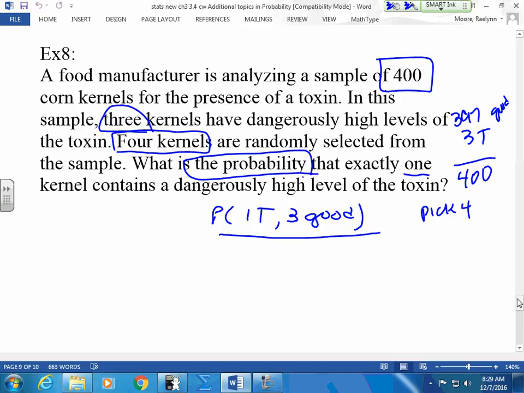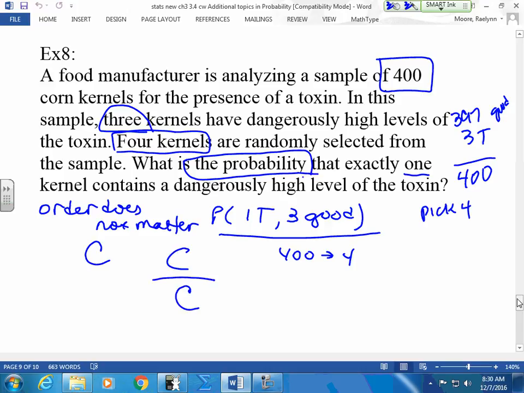So how many kernels am I picking from? 400. Does it matter what order I pick these things in? So these are combinations. I'm going to pick from my 400, I want to pick 4 kernels. This is a good way to start. Lay out all the parts that you have. We've decided that order does not matter. These are the steps I would go through. So therefore, I'm using a combination. And because it's a probability, I've got to have a combination over a combination.